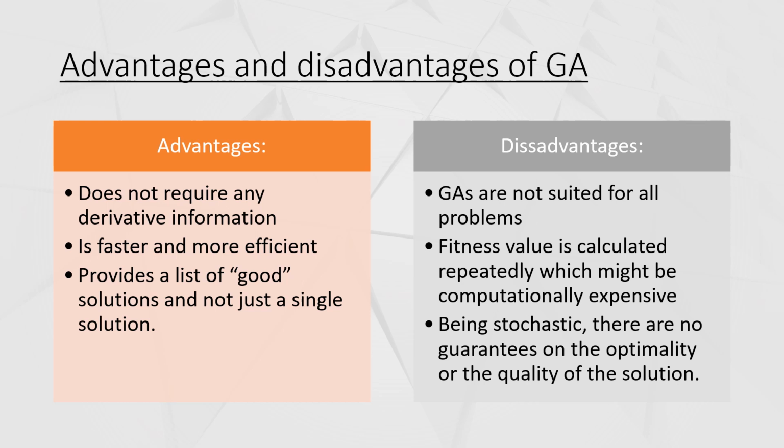Now for the disadvantages. GAs are not suited for all problems, especially problems which are simple and for which derivative information is available. The fitness value is calculated repeatedly, which might be computationally expensive. Being stochastic, there are no guarantees on the optimality or the quality of the solution.